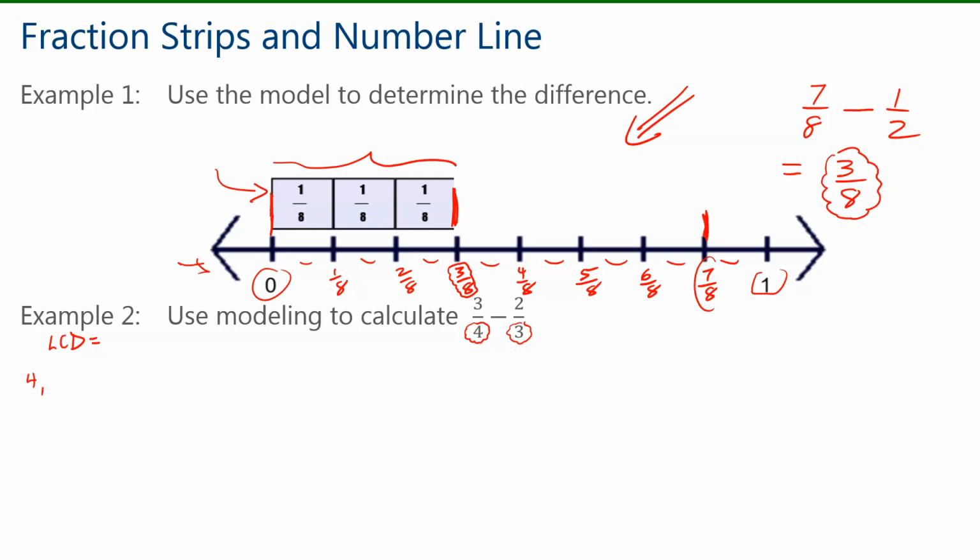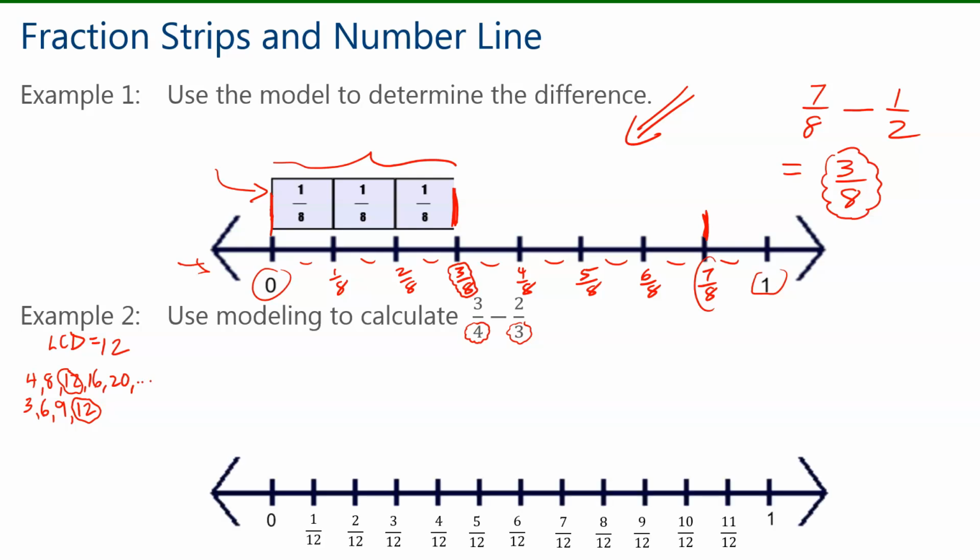If you're not certain, well, we always have the option of listing off our multiples. And I'll list off some multiples of 3: 3, 6, nothing common; 3, 6, 9, nothing common; 3, 6, 9, 12, common. Okay. So we know that our LCD is 12. So if my LCD is 12, then my number line between 0 and 1 will be divided up into 12 equal sections, or twelfths.